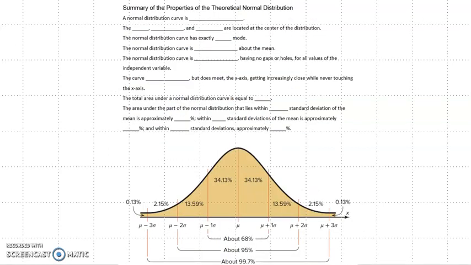The summary of the properties of this theoretical normal distribution. So we've got a list of properties here we're going to fill in. The first one being up here at the top, the normal distribution curve is bell-shaped.